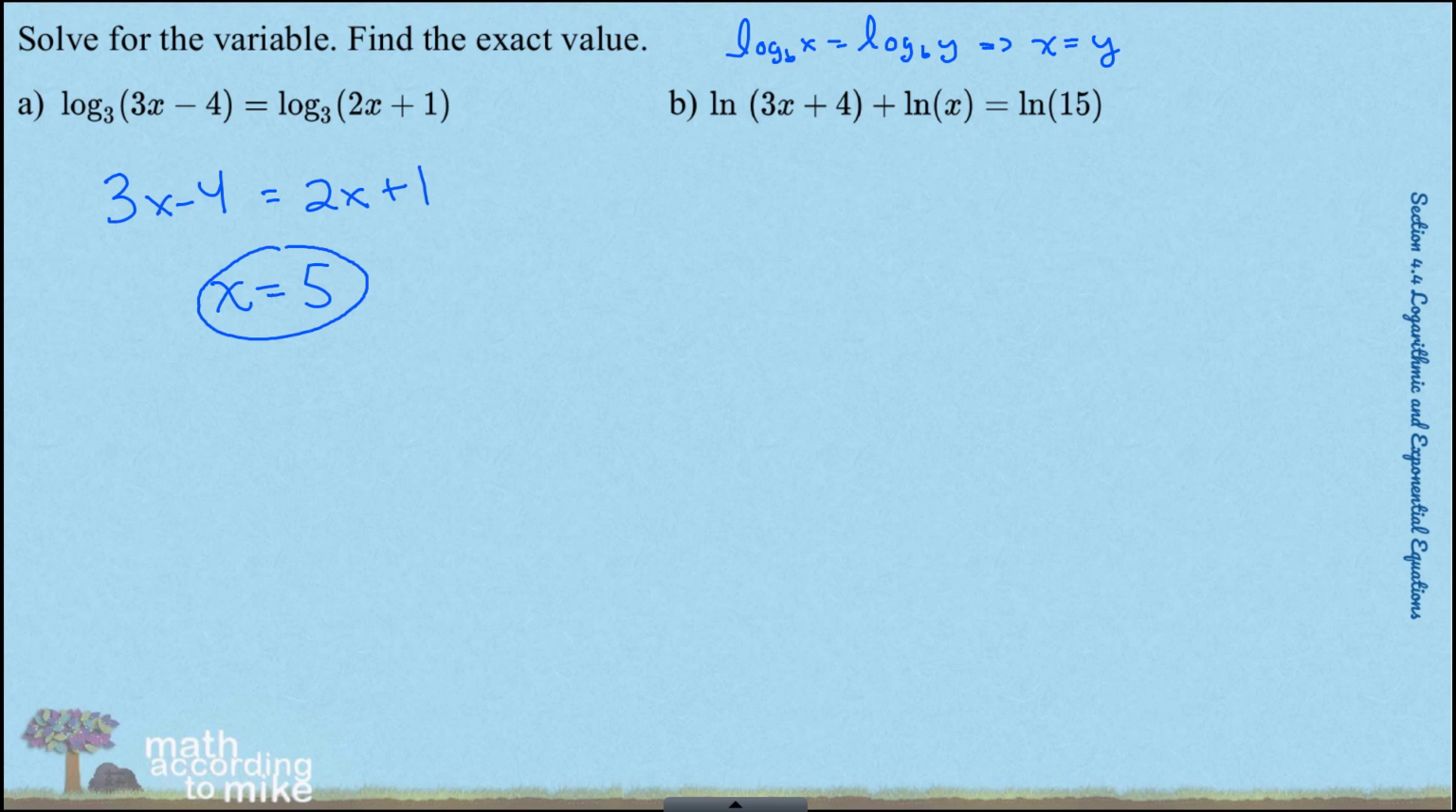In part B, you need to have only one log on both sides of the equation. Since we are adding logarithms, we will multiply their arguments. 3x plus 4 times x makes 3x squared plus 4x. So notice I still have the natural log sticking around. Now we have natural log equals natural log. So if you have the same log on both sides, then you can just set the arguments to be equal.